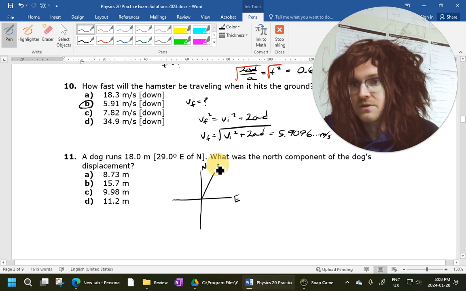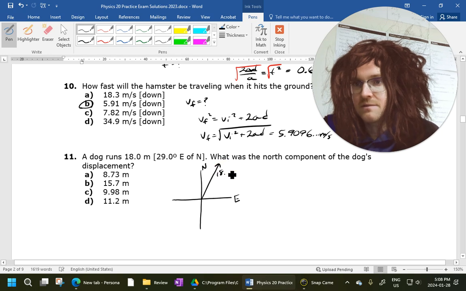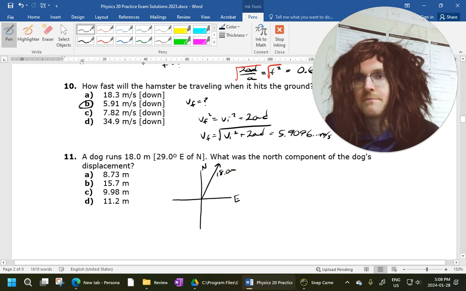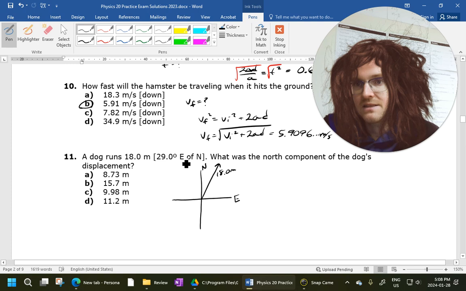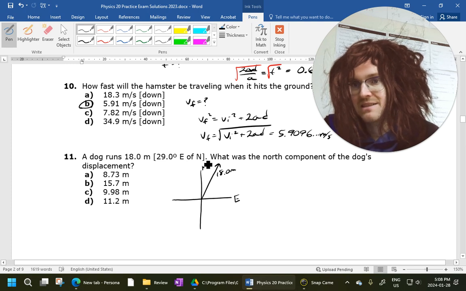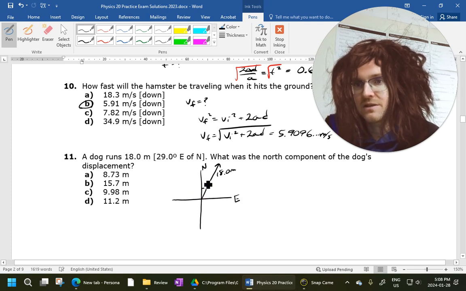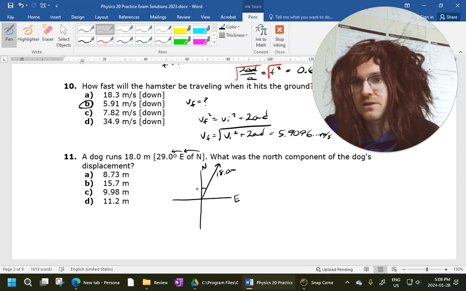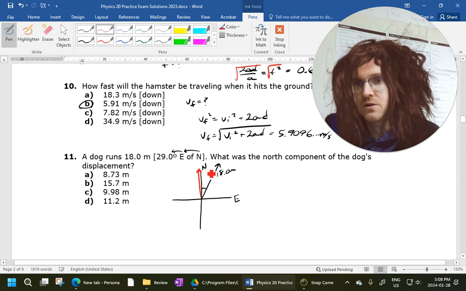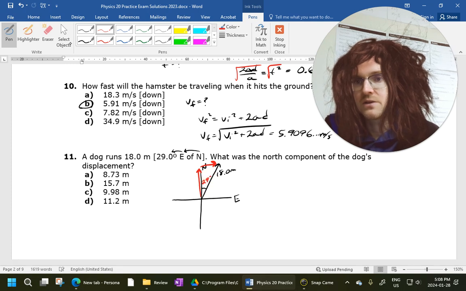Right about here. I'm just trying to find out what the scale of this picture would look like. So that's 18.0 meters. So the angle, because it says east of north, the angle is actually going to be in here. It means I'm going to go north, then I'm going to go east, this many degrees, right? So I go north first, so I'm actually going to draw that in there. North first, and then I go east, and my angle is 29 degrees.